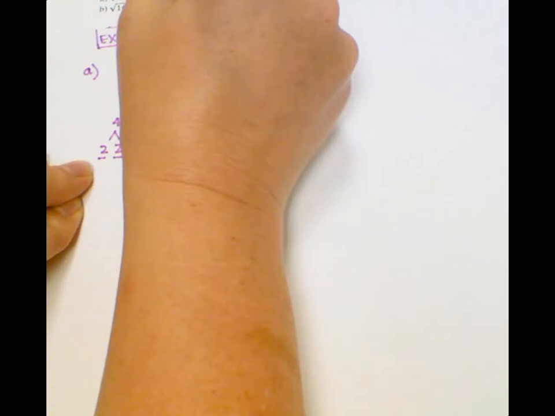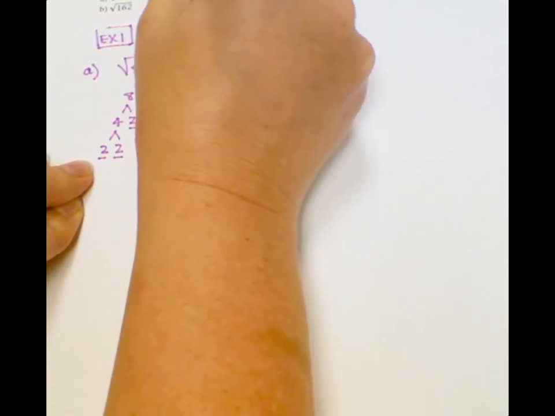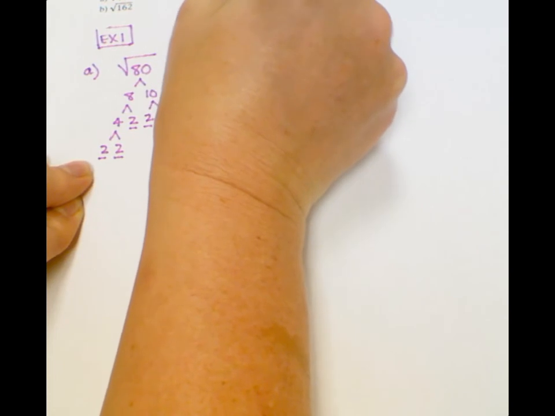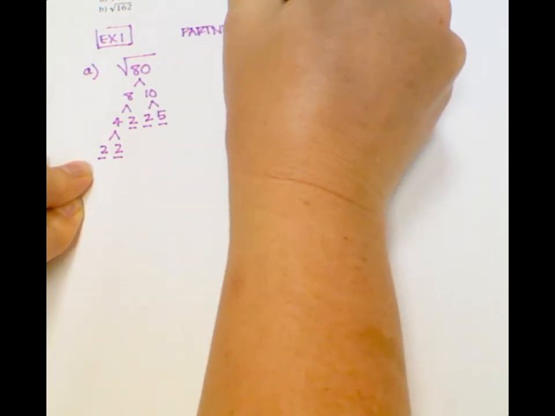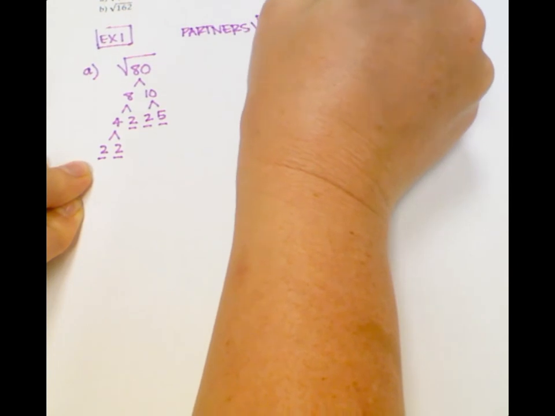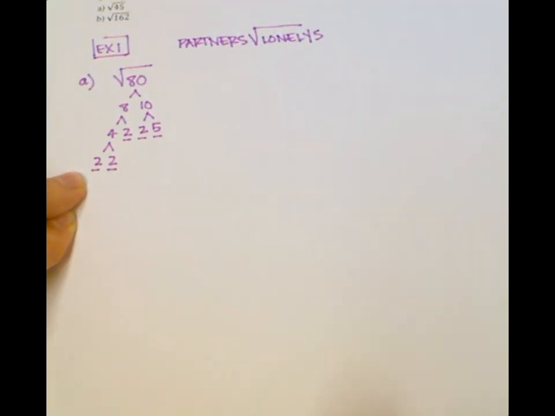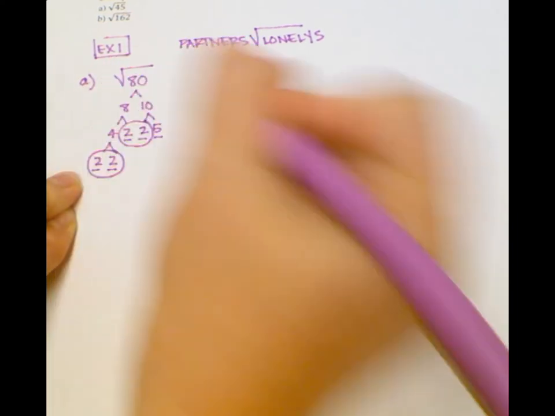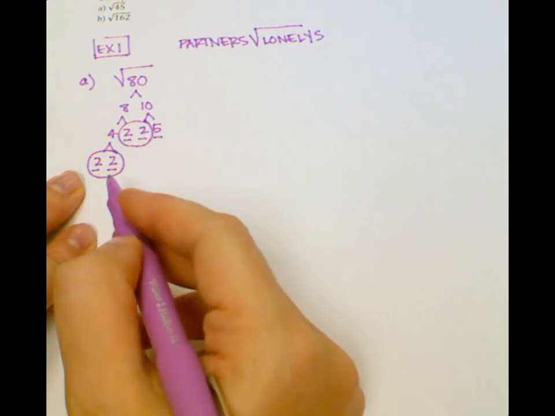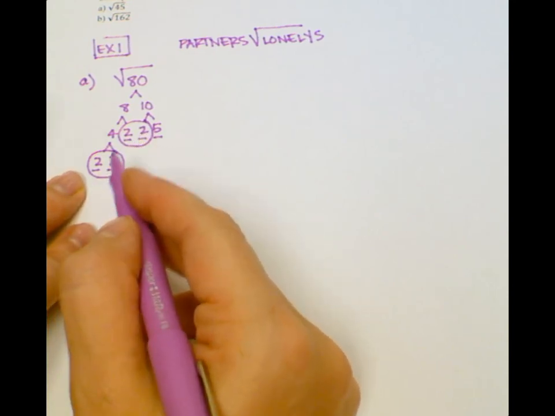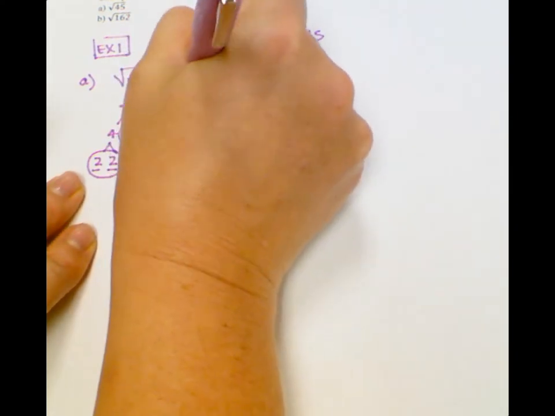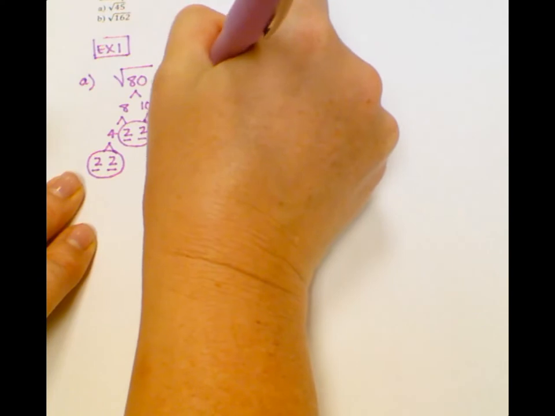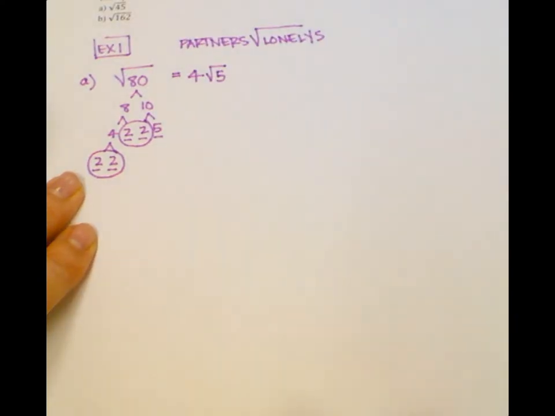Okay, so now what we do is partners come to the outside and lonelies stay on the inside. Okay, so partners on the outside. Is that how you spell lonelies? That looks weird. And lonelies on the inside. All right, so here's a group of partners. Here's a group of partners. And then you have a lonely 5. Now, when you have multiple sets of partners, you just multiply. 2 times 2 is what? 4. And then you're lonely in the middle. 5. Boom. Done.